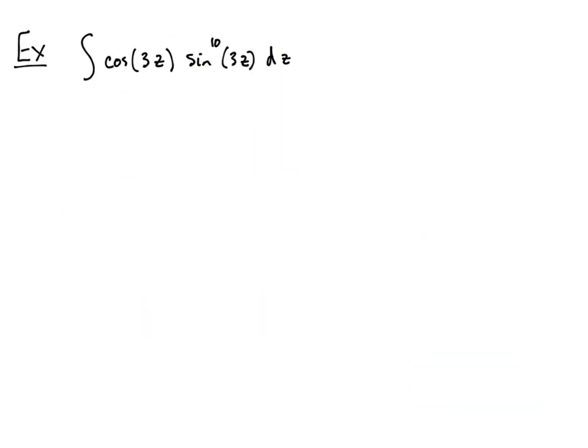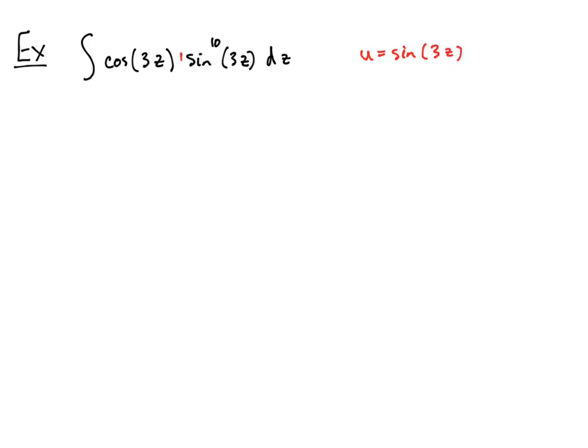All right, in this example, we're dealing with trig functions. So we have two functions here. We have a cosine function and a sine function. And the question is, well, which one do we want to set as u? Now, when you're trying to make this decision, usually you want to set u for whichever function has an exponent. In this case, the sine function has the exponent, so we'll set u equal to sine of 3z.